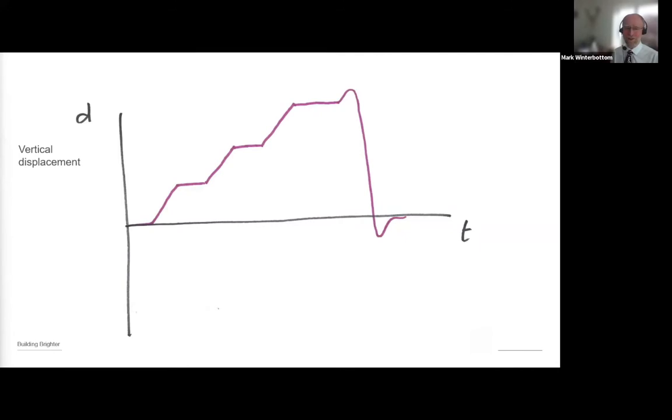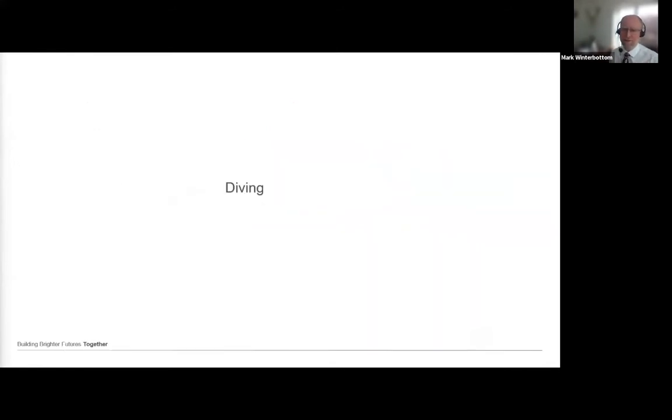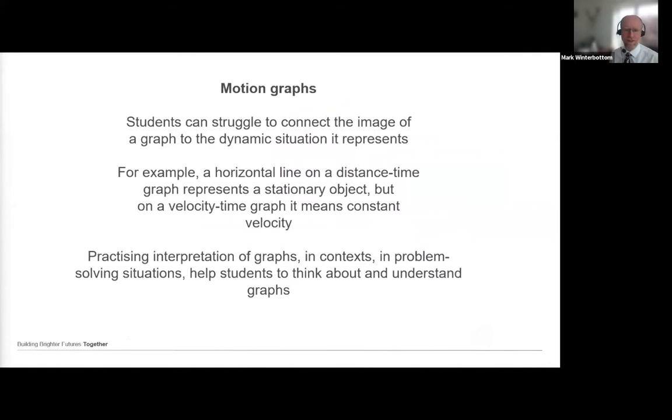Like you're walking up the steps, you walk along the flat bit, you walk up the steps, you walk along the flat bit, you walk up the steps, you walk along the flat bit, you leap into the air, you go boosh, splash, and then you come back up to the surface. So really thinking through these graphs in a realistic context really helps. So let's go back to where we started.